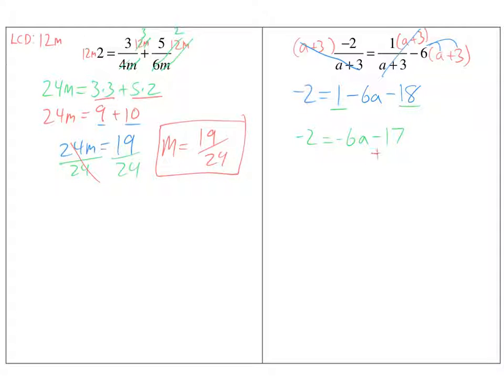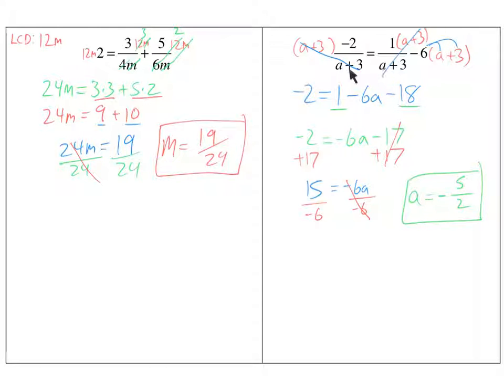Now to solve, I'm going to add the 17 over. And I got negative 6a equals, what is that, 15? And then I divide both sides by negative 6. Now my answer is a equals, 15 and 6 have something in common. 15 and 6 have 3 in common. So that would be negative, because there's one negative in it, and that would be 5 halves. And negative 5 halves is about negative 2.5.